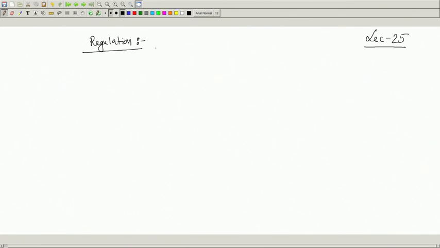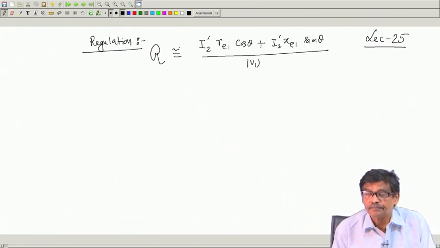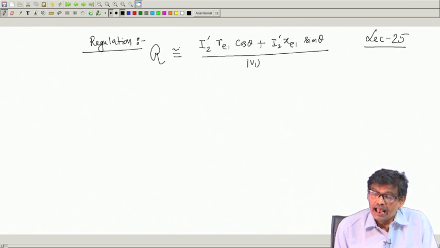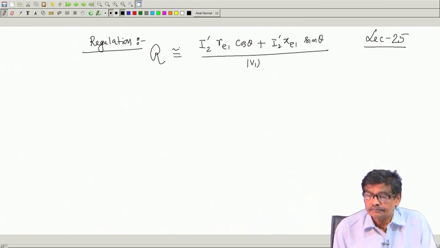Regulation of a transformer is equal to I2 dashed, and if you neglect I naught, you can say this is I1 Re1 cos theta plus I2 dashed Xe1 sin theta, divided by magnitude of V1, the supply voltage. Very neat formula, approximately equal.